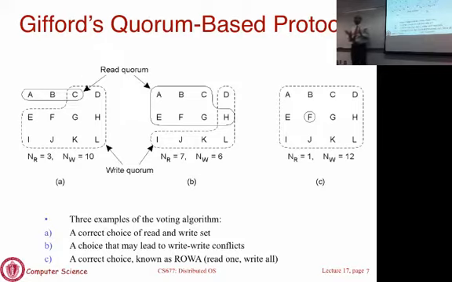Okay. If they all agree, then you are guaranteed it is the most recent version. The point is that because NR plus NW is greater than 12, the read quorum and the write quorum will have to overlap. There will have to be at least one node that overlaps. So there is never a way you can get them to agree on an outdated version.